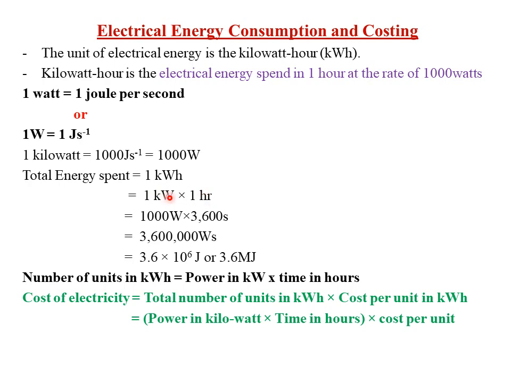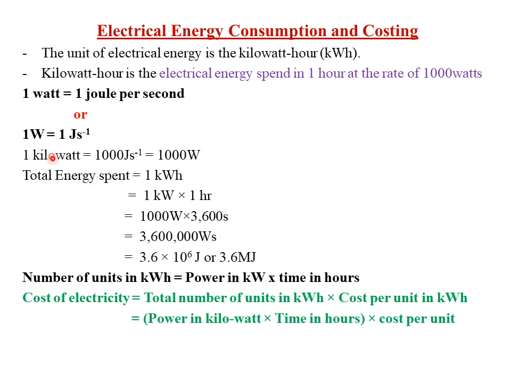Remember, 1 kilowatt is simply power in kilowatt, and 1,000 watt is equal to 1 kilowatt. Then the time: if we convert 1 hour into seconds, remember that 3,600 seconds is equal to 1 hour. Therefore, 1,000 watt multiplied by 3,600 seconds will give you 3,600,000 watt seconds. That is what we call the total energy spent.